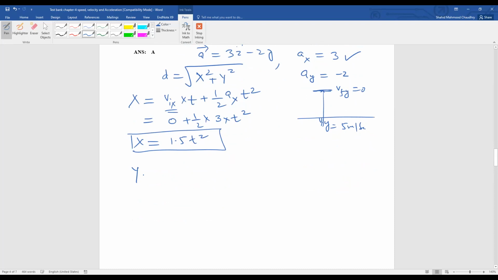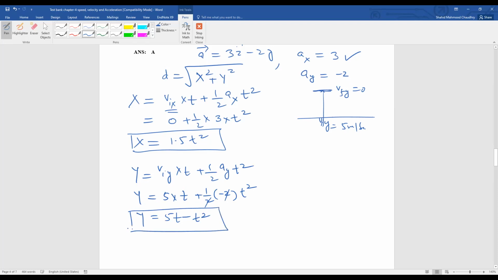And the y value is what? Viy t plus 1 over 2 Ay t squared. So y is equal to Viy, which is given as 5, into t, plus 1 over 2 into minus 2 into t squared. So this equals 5t, the 2 will cancel, minus t squared. This is y.